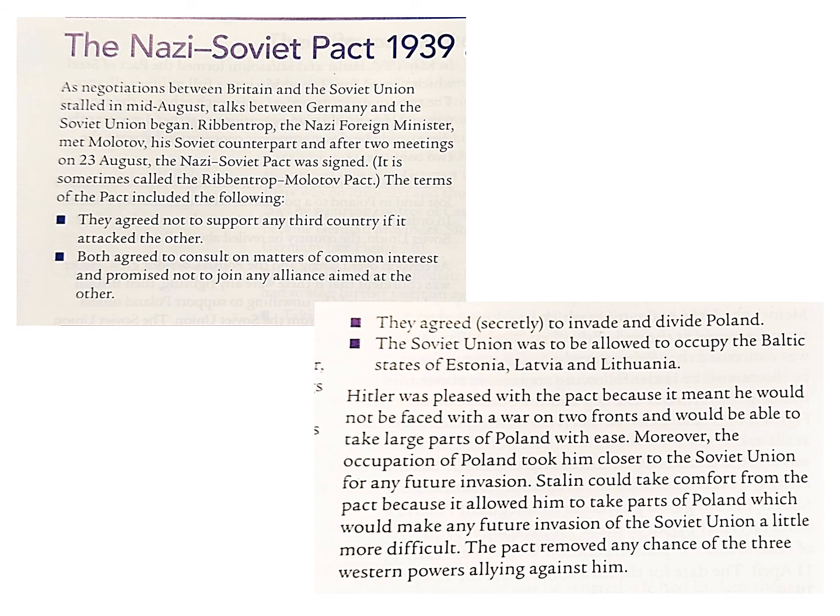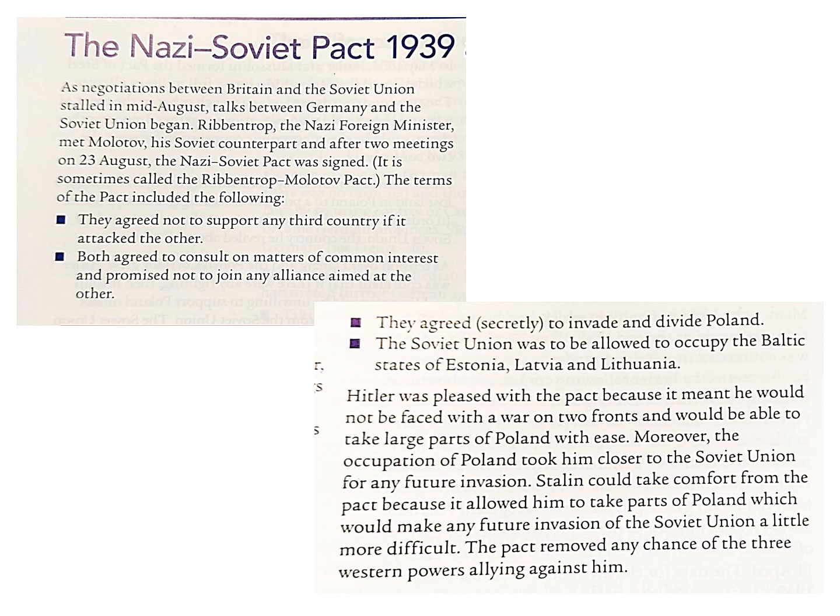Hitler was pleased with the pact because it meant that he would not be faced with a war on 2 fronts. So he knows that he wants to take over Europe, so he knows he's going to go towards France and Britain. He doesn't want to have to fight with the USSR just yet. And he would be able to take large parts of Poland easily. So if he joined with the USSR, he could take over Poland.